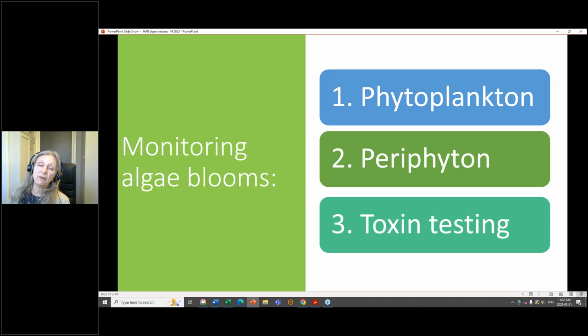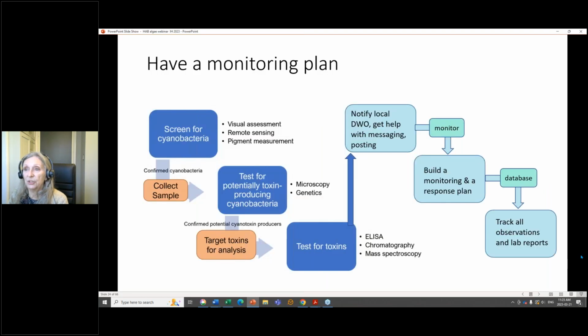So I get questions often, if you think you've got an algae bloom, how do you go about monitoring this thing? And it also was pointed out to me that not everybody recognizes the difference between phytoplankton and periphyton. So phytoplankton are the kind that free float. Literally, that's what the Greek means here. And periphyton means they're attached or benthic. It's not hard to sample these things, but let's just make sure we're all on the same page.